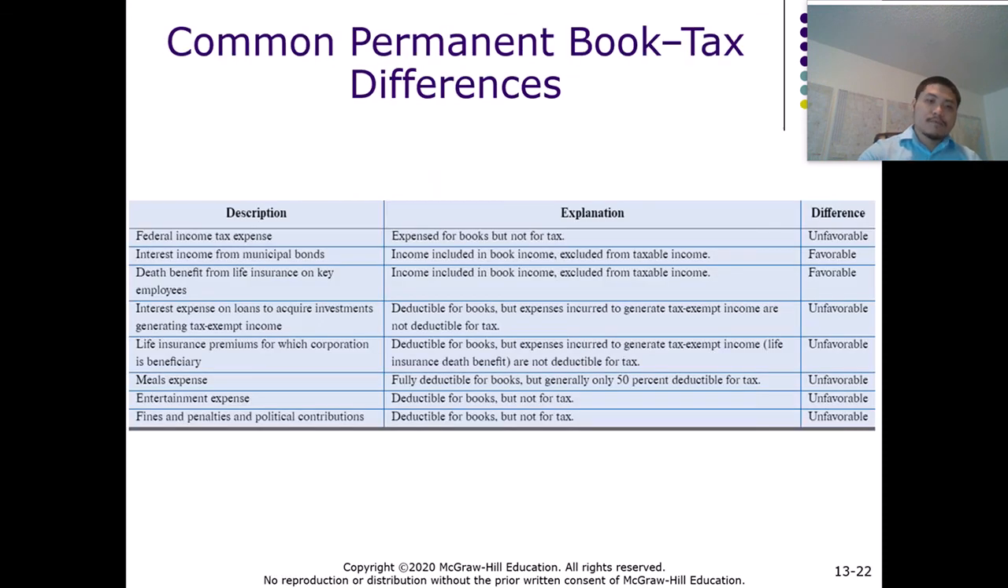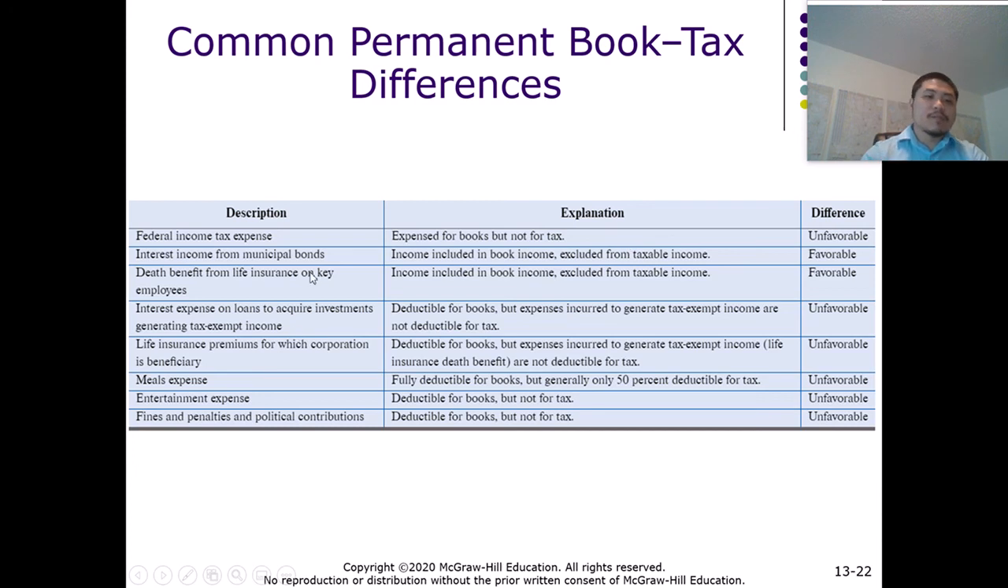Here's a list of a few common items for permanent book tax differences. First, federal income tax expense. For book purposes, you can use it as an expense to reduce your income. But for tax purposes, you cannot include that expense, meaning you cannot deduct federal income tax. So that's why it's unfavorable.